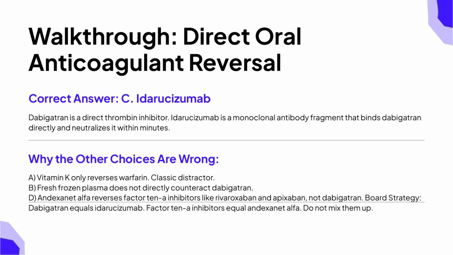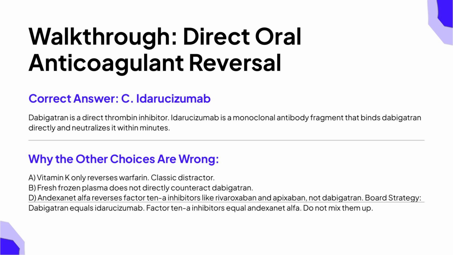Why are the other choices wrong? Choice A, vitamin K, only works for warfarin. It has no effect on direct oral anticoagulants. This is a classic distractor. Choice B, fresh frozen plasma, replaces clotting factors, but does not directly counteract Dabigatran. It is not the best choice when Idarucizumab is available.